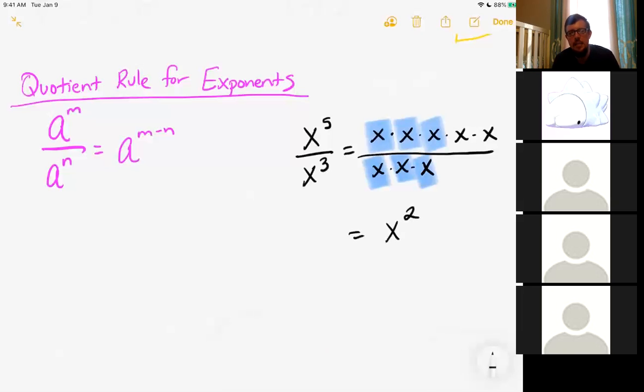I subtract the exponents. That's the shortcut, rather than writing them all out and canceling them. But it's important to know that the way we get them is writing them out and canceling them. That's going to come up in just a second.